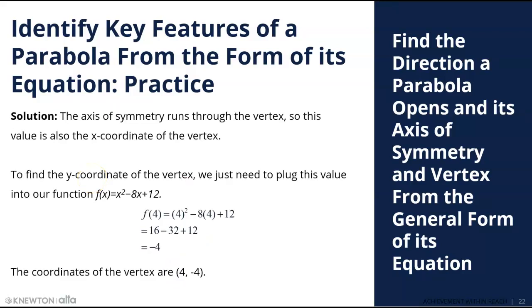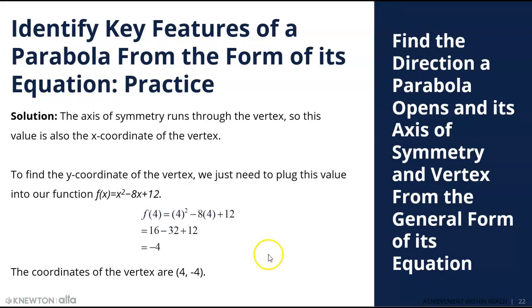Now, to find the vertex, we can use the axis of symmetry, that is the x-coordinate of the vertex of our parabola, because the axis of symmetry runs through the vertex. So therefore, the value is also the x-coordinate of the vertex. Then now we are to find the y-coordinate of the vertex.